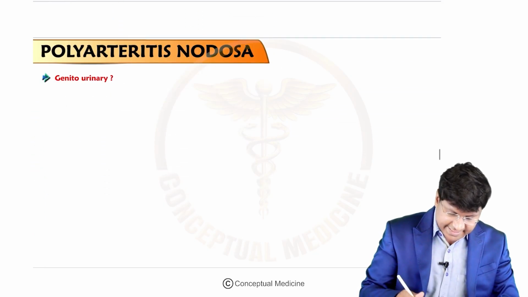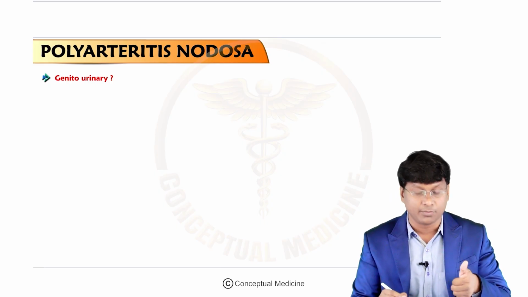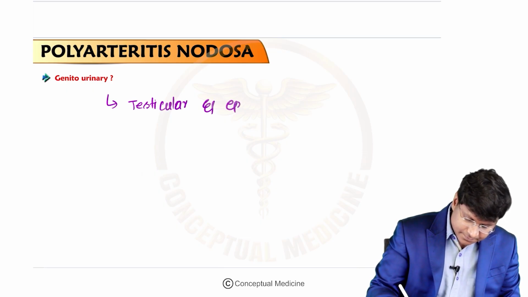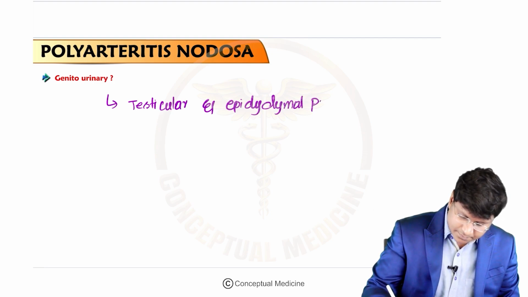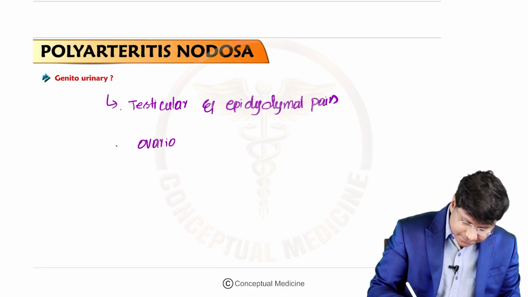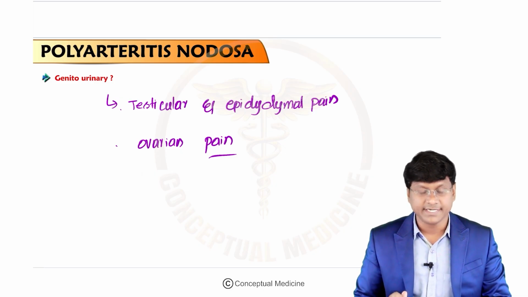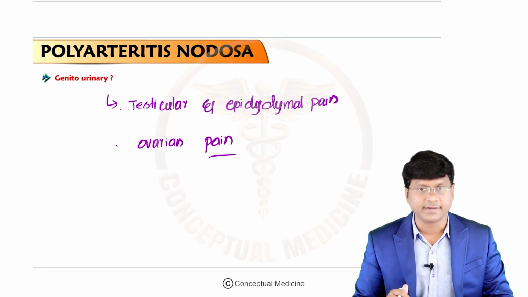Followed by that, the genitourinary involvement. This will be in the form of testicular and epididymal pain in males, and ovarian pain in females. So that will be the genitourinary involvement. These are all the multiple systems which are affected in patients with polyarteritis nodosa.